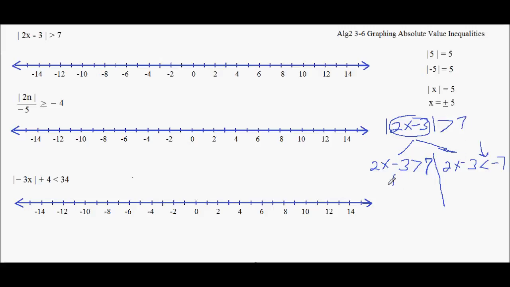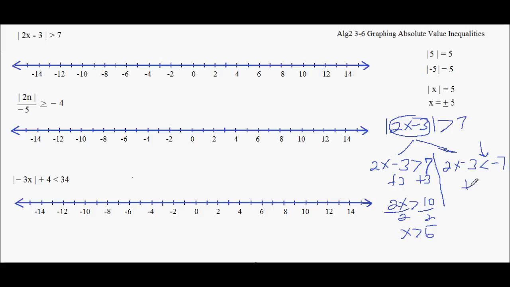Okay, so I'm going to add 3 to both sides. Now I just solve like a regular normal equation. I get 2x is greater than 7, 8, 9, 10. And I divide by 2, and I get x is greater than 5. Okay?